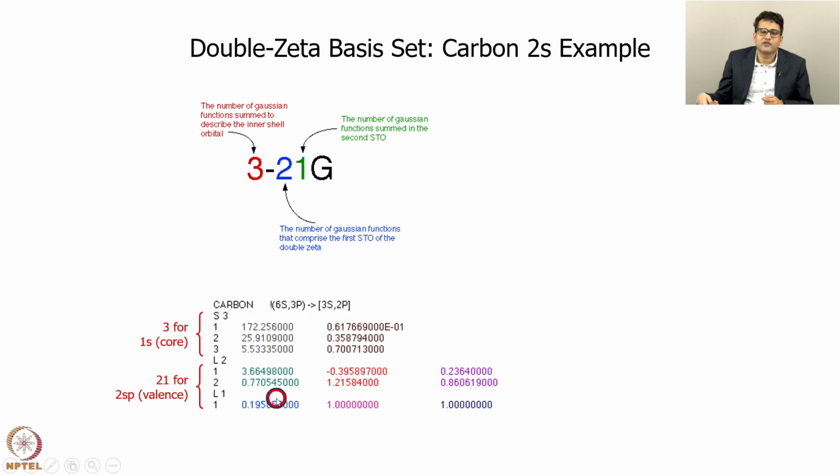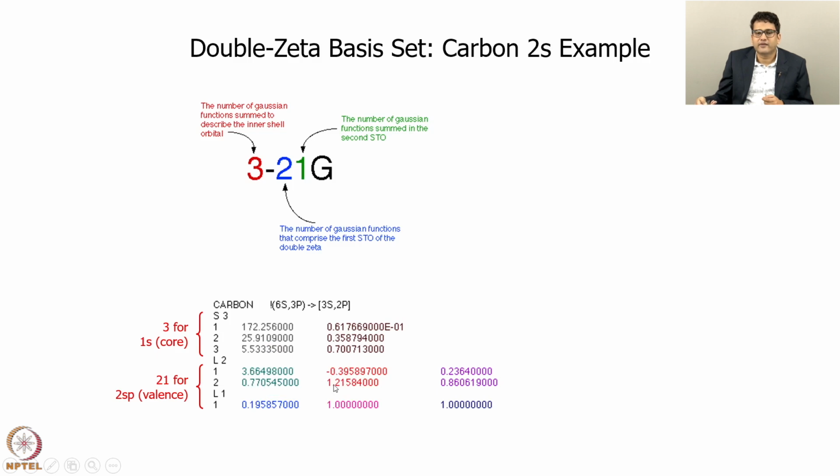For the valence orbital I have 2 sets of Slater, L2 and L1. The first one is expanded with 2 sets of Gaussian functions and the second one is expanded with 1 set of Gaussian functions, and these are the exponents and these are the combination coefficients.